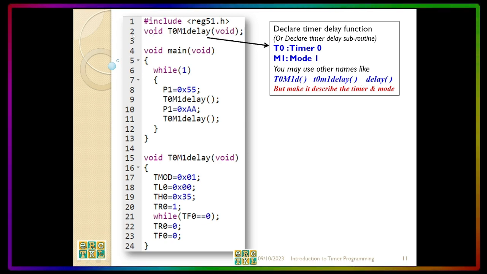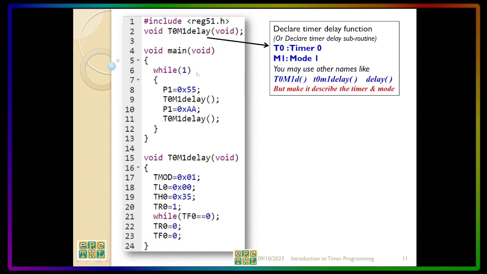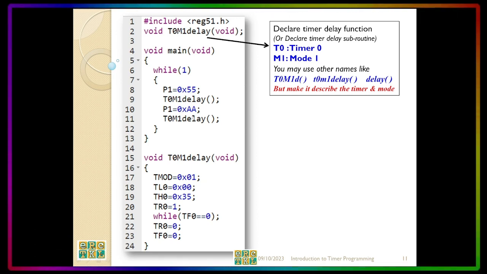So also the number 2 line can be cancelled if you put number 15 up to number 24 to replace the number 2. So if your function is below the main function, or the user-defined function is below the main, you have to write the declaration of that function. Now, number 4 is the main function. 5 is the start of our main function. While 1, this will be repeated forever. We will toggle P1 from 55 hexa to AA hexa, just like what we have been doing before in the previous examples.